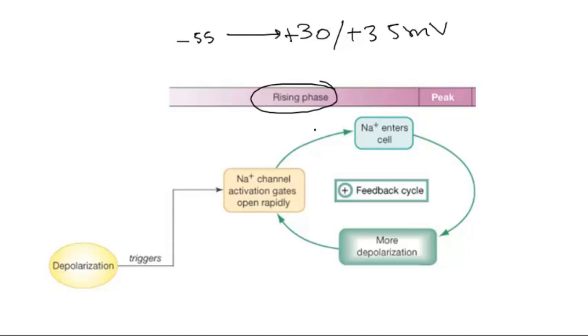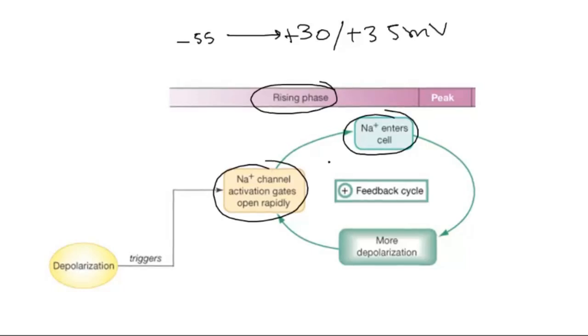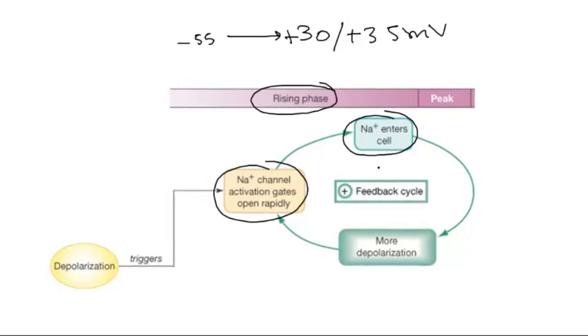Now during this rising phase, what we know is that the depolarization triggers the sodium channel to open. That allows sodium to enter inside the cell, right? And when the sodium starts entering, that will help more depolarization, and more sodium channels open, and more sodium starts entering inside. So this is the positive feedback loop caused by the depolarization.